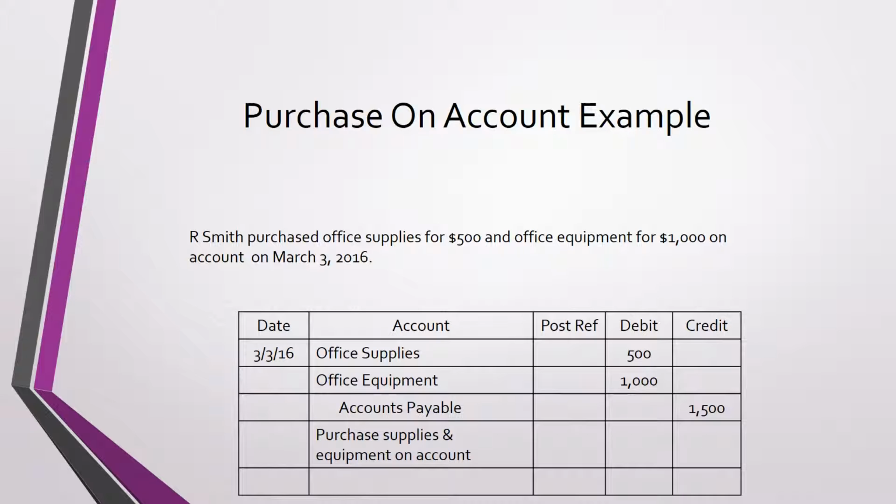and office equipment for $1,000, and we credit the accounts payable account for the total value of the purchase, or $1,500. We use accounts payable because we purchased this on credit and will be paying for it later. Finally, we enter our short description, the purchase of supplies and equipment on account.